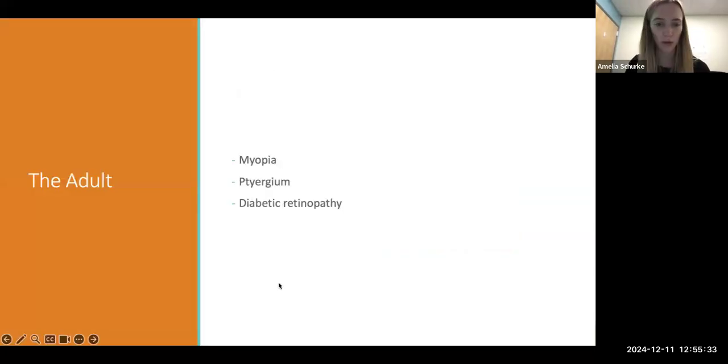Okay, moving on to chapter 2, the adult, we'll talk about three things. Myopia. I don't actually know if I'm saying that right, if it's myopia or myopia, but myopia, pterygium, and then diabetic retinopathy.